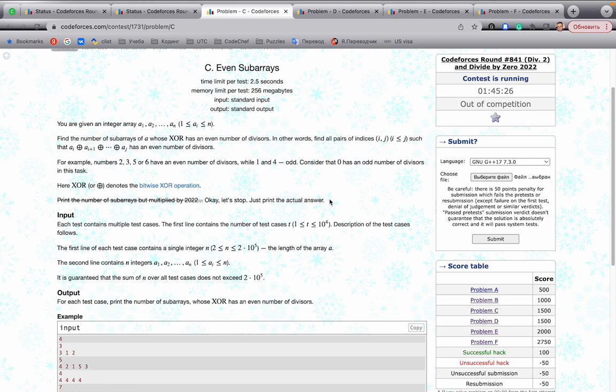Cool. So we are given an integer array and we have to find the number of subarrays. Subarray is, yeah, continuous. So that XOR of the numbers has an even number of divisors. Well, that's insane. Like, XOR and divisors have nothing in common. Even number of divisors just means that this number is not a square.